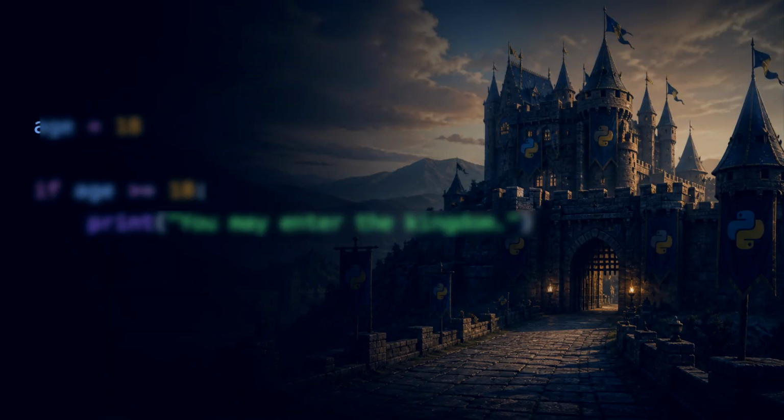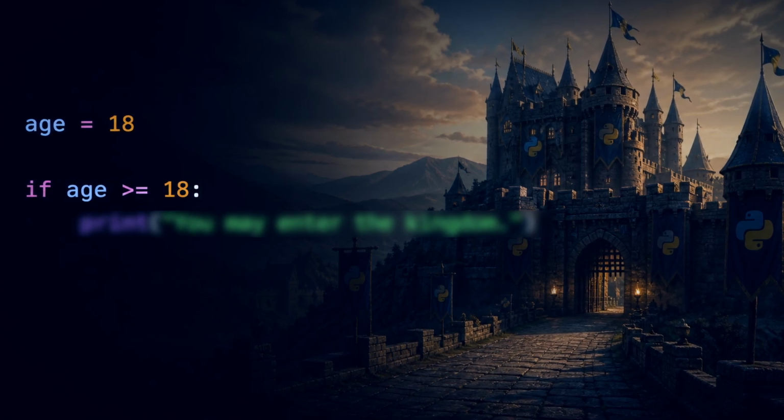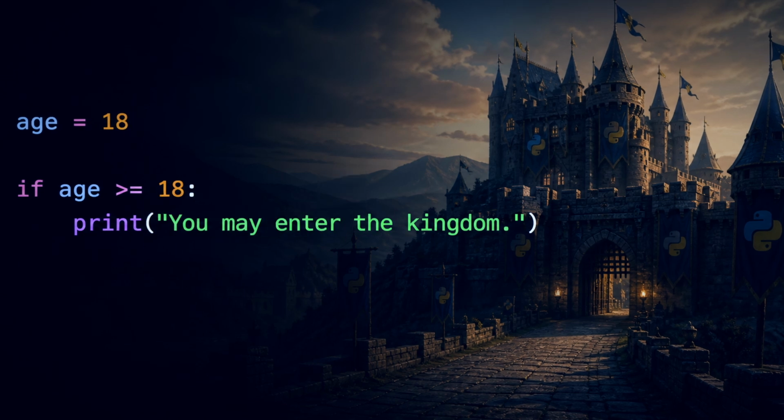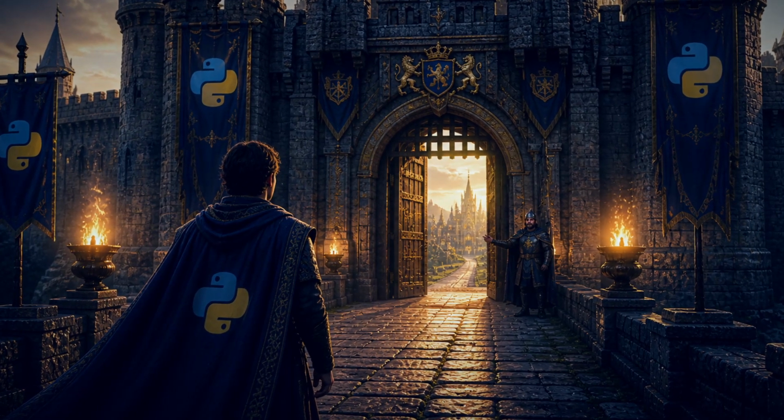Example: age = 18. If age >= 18: print("You may enter the kingdom"). Python reads it like this: if age is greater than or equal to 18, then allow this noble person to enter.